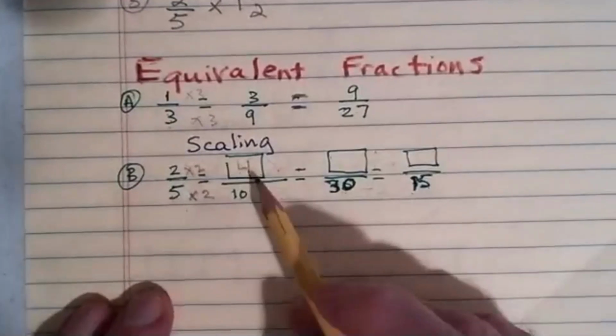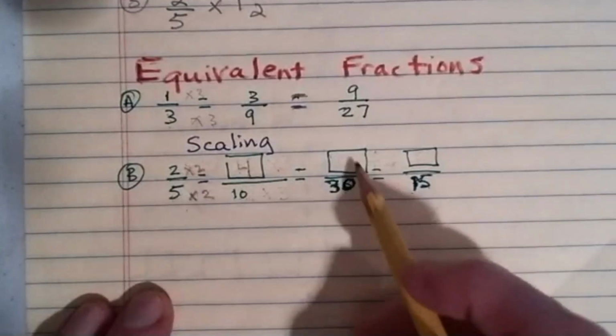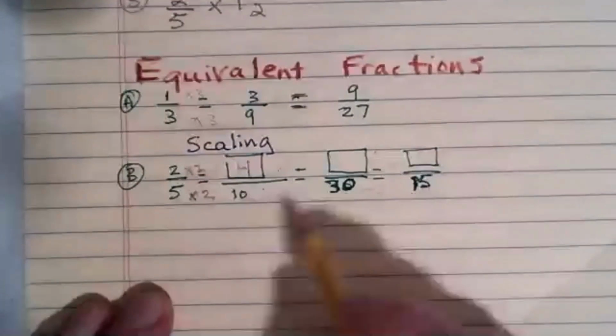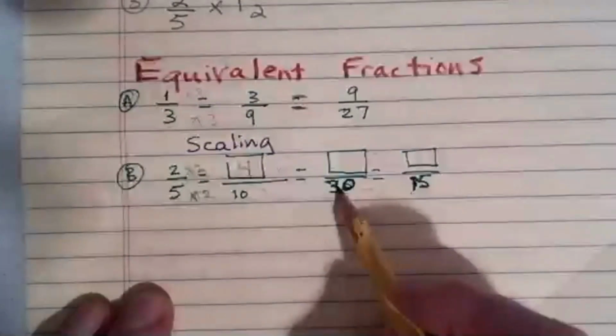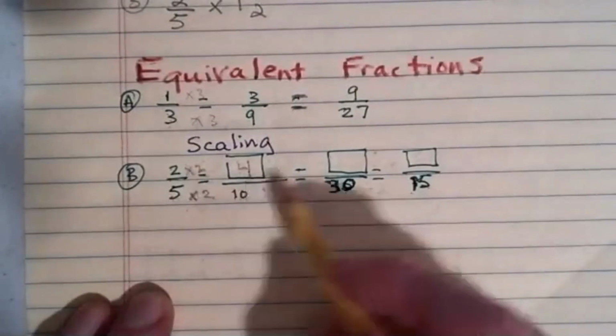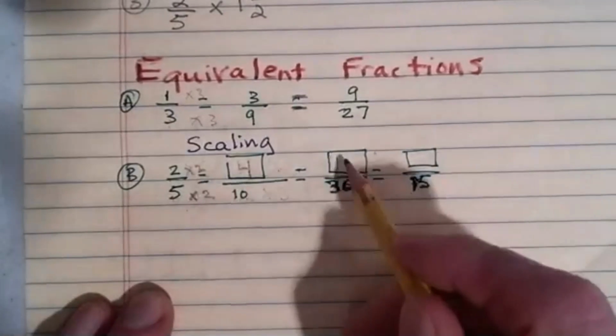Then it says 4/10 equals something over 30. How did the 10 become a 30? I multiplied it by 3. So I multiply the top number by 3 and I get 12.